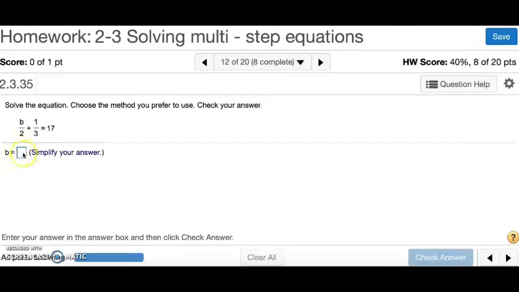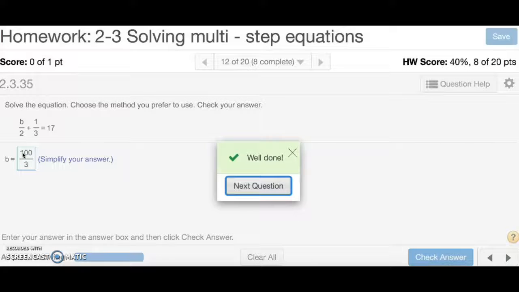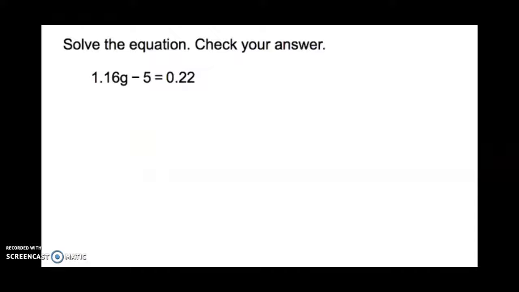So let's type it in. So 100 over 3 is the answer for number 12. 13, it says solve the equation. So let's take a closer look at it. Don't let the decimals confuse you, just follow the same steps.